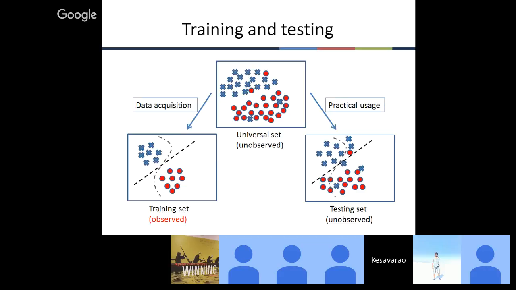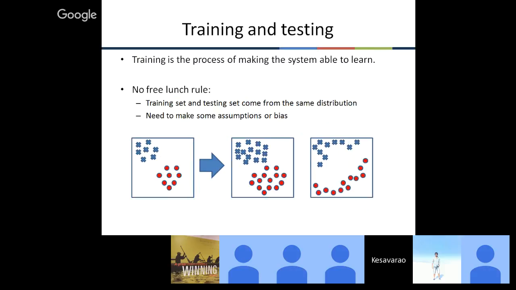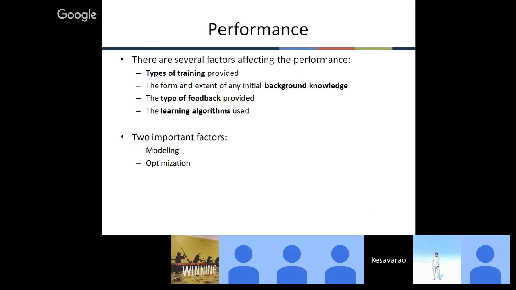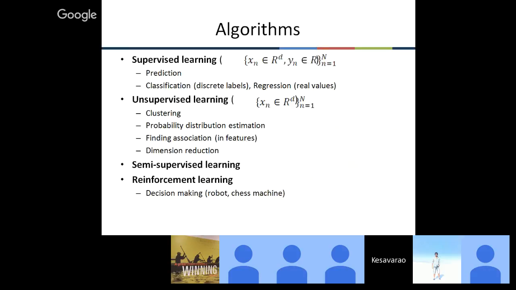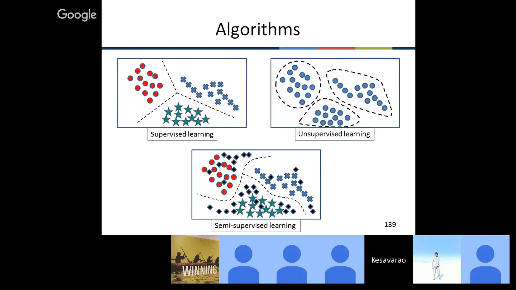So we gave some examples here, like the training set and testing set, observed and unobserved. These are some of the examples shown to physically see how things happen. And we talked about the modeling and optimization algorithms. What else did we learn here? Some examples are given here. And this is another thing that I was talking about: some of the algorithms, supervised, unsupervised, and semi-supervised, right?